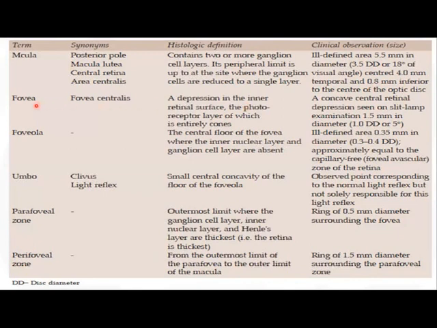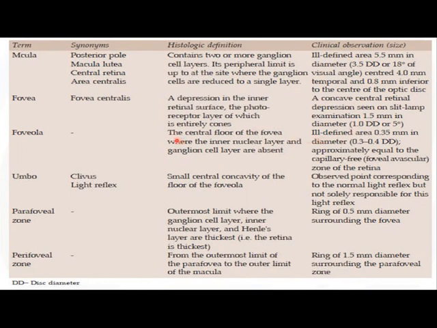The fovea is a depression in the inner retinal surface, the photoreceptor layer of which is entirely cones. It's concave on clinical observation. The fovea is a concave central retinal depression seen on slit lamp examination. It's 1.5 millimeter in diameter, or 1 disc diameter, or 5 degrees of visual field angle.